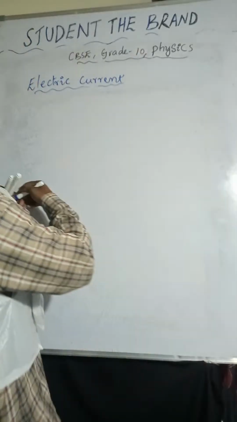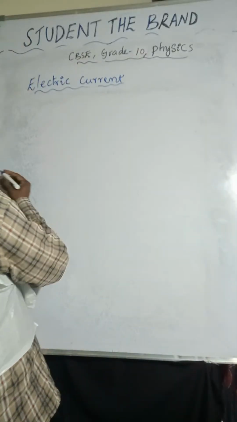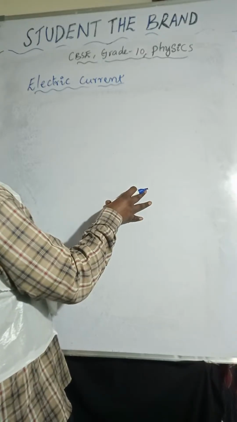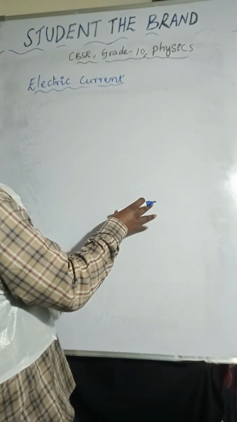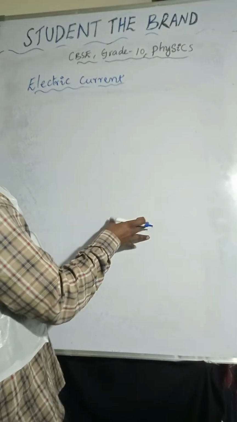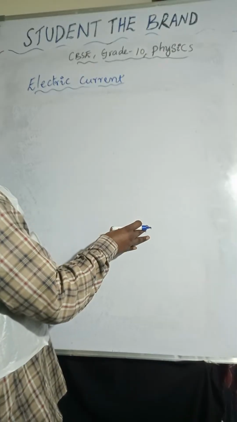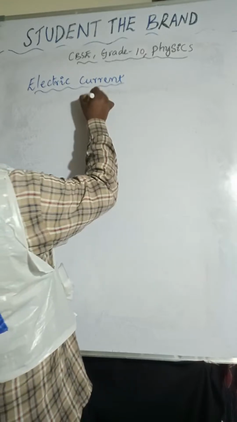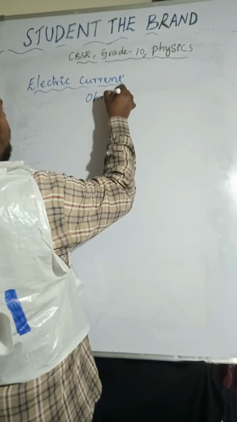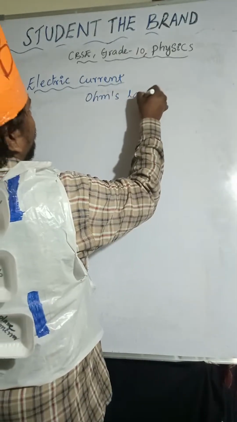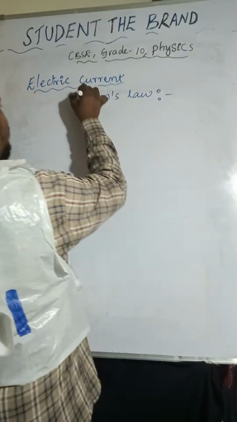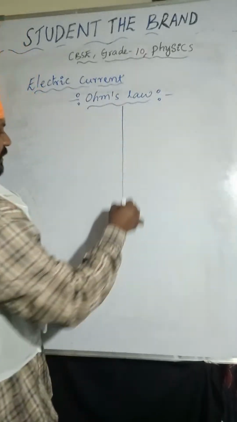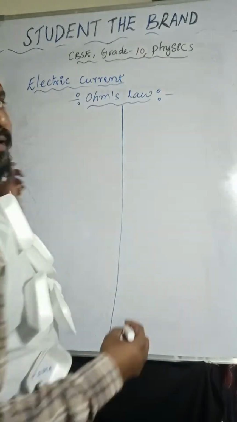Now, electric current is completed, electric circuit is completed, potential difference and electrical potential are also completed. Now we will discuss Ohm's law. First of all, we will discuss the definition.